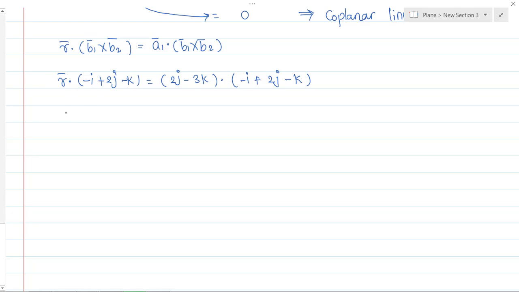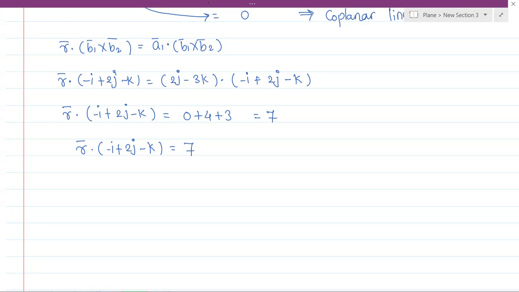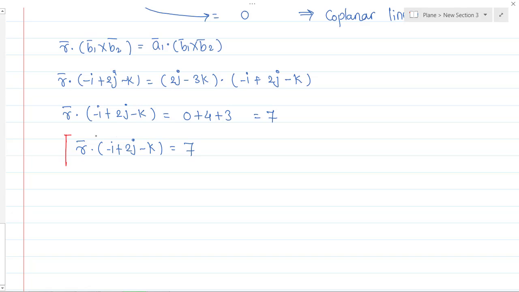Good, let's solve this. Keep r bar dot (minus i plus 2j minus k) as it is. On the right side we have 0 plus 4, since j dot j is 1, and minus minus 3 gives plus 3, which equals 7. So the final answer is r bar dot (minus i plus 2j minus k) equals 7. This is the equation of the plane containing the above two lines. We have proved the lines are coplanar, and this is the equation of the plane.